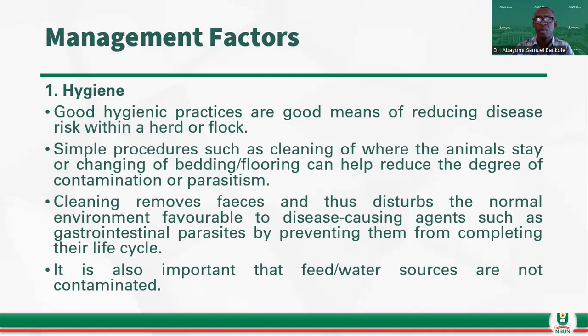So we pick them one after the other and say one or two things on that. So number one here is hygiene. Yes, hygiene. Now, good hygienic practices are good means of reducing disease risk within a herd or flock. Simple procedures such as cleaning of where the animals stay or changing bedding or flooring can help reduce the degree of contamination or parasitism. Cleaning removes feces and thus disturbs the normal environment favorable to disease-causing agents such as gastrointestinal parasites by preventing them from completing their life cycle.